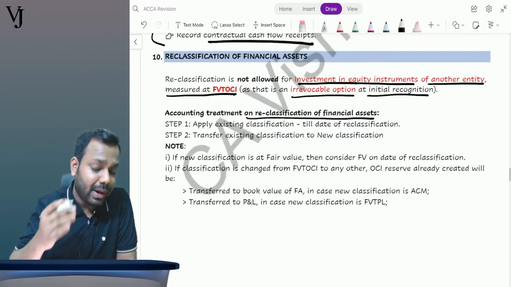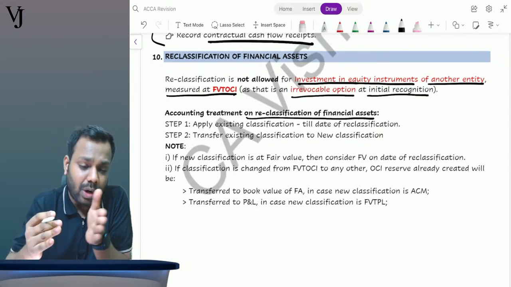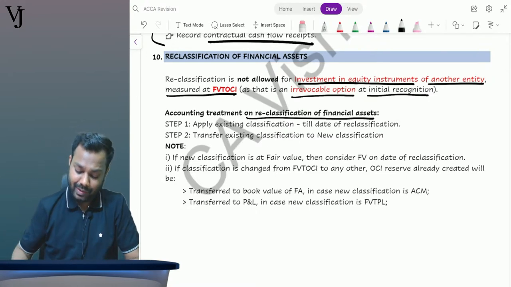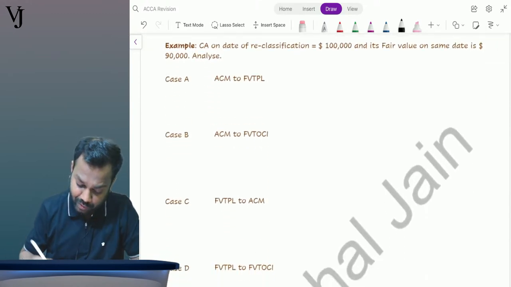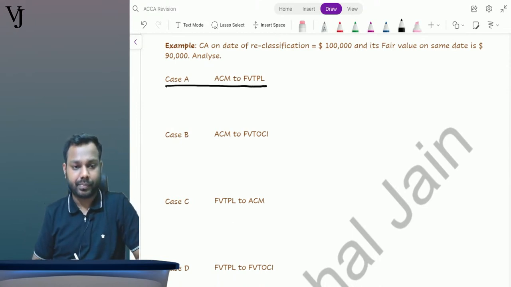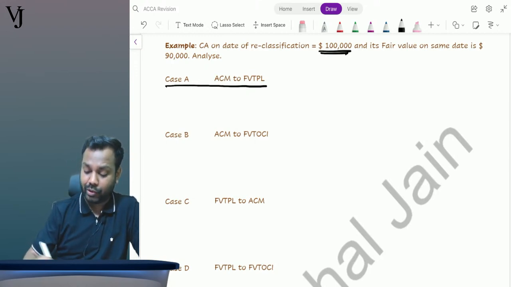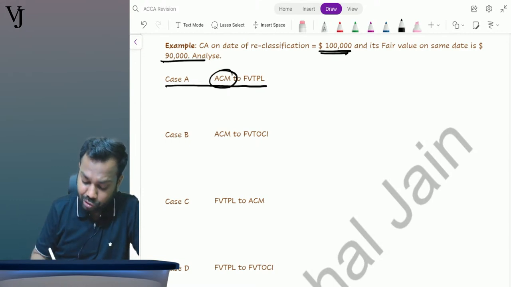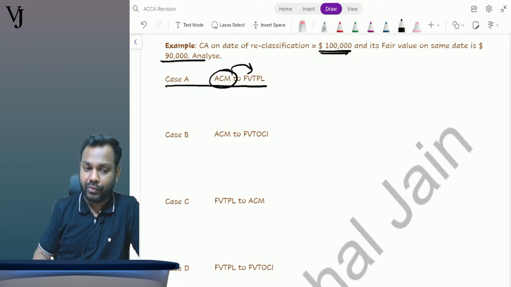Now understand, when you reclassify your financial assets, till the date of reclassification, you will apply the old policy. After the date of reclassification, you will apply the new policy. How exactly? With the help of an example, we'll understand this. This is the example which we have taken in our regular class also, right? It says the carrying amount on the date of reclassification is 100,000 and the fair value on the same date is 90,000. So what will we do? From amortized cost method, we have to transfer to FVTPL.